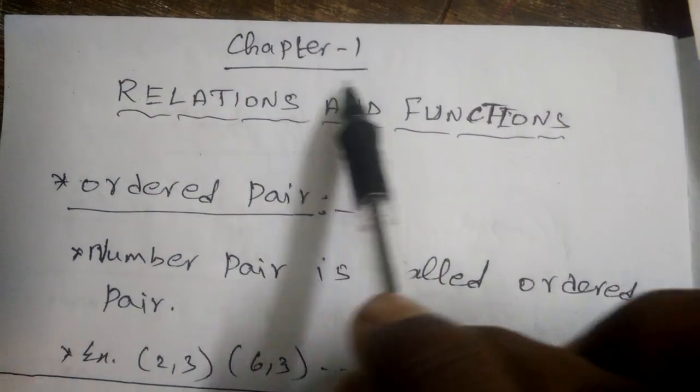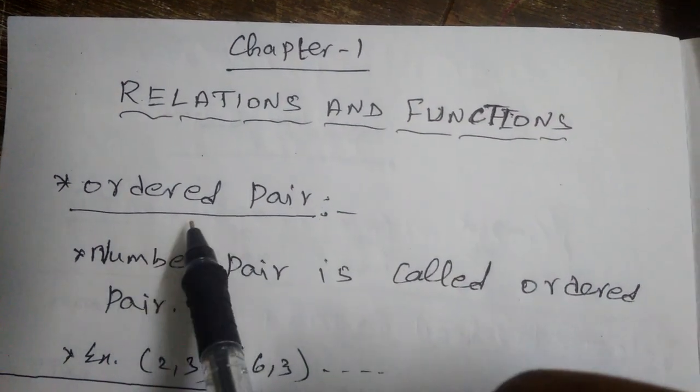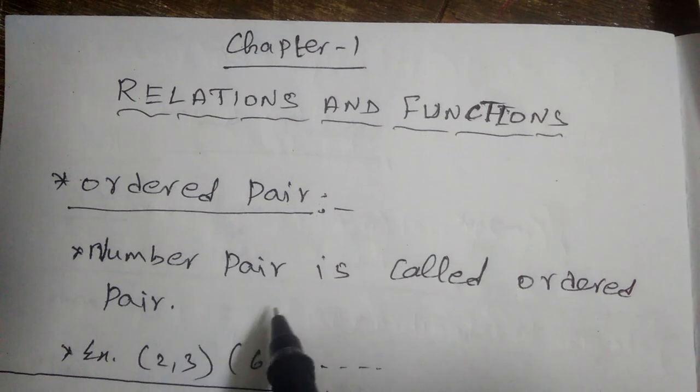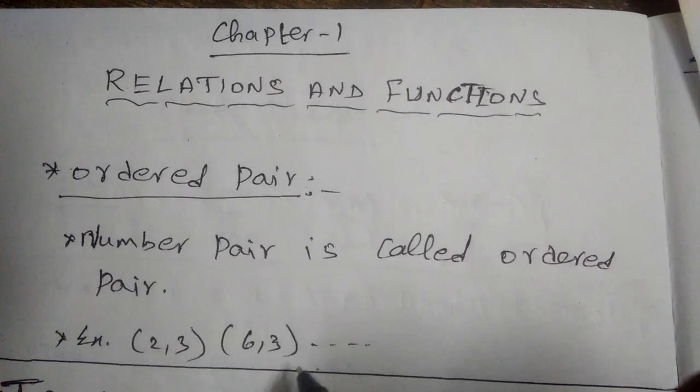Today we see chapter number 1, relations and functions. First we see the ordered pair. A number pair is called an ordered pair. For example, (2, 3) and (6, 3).